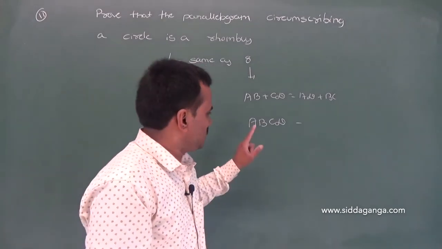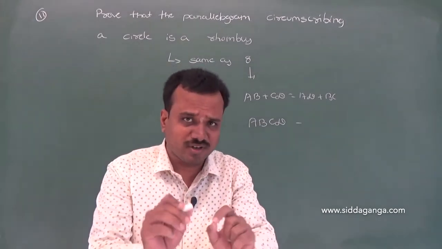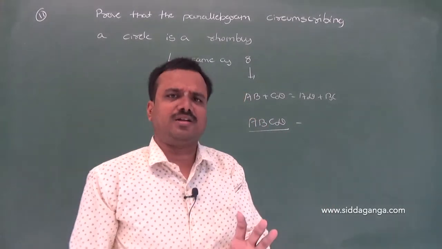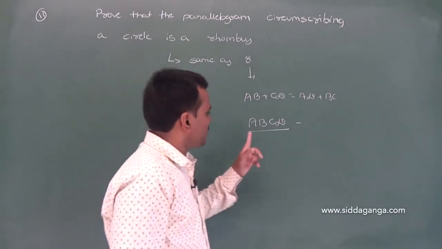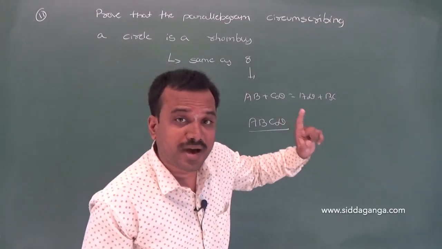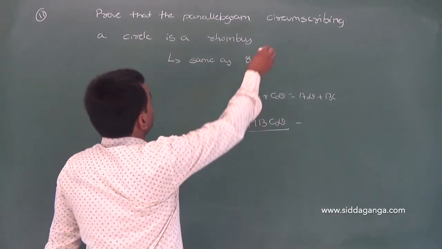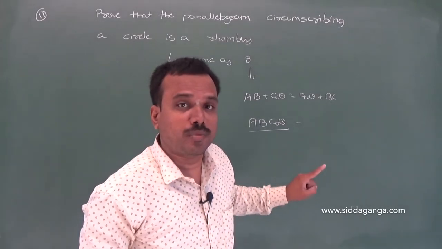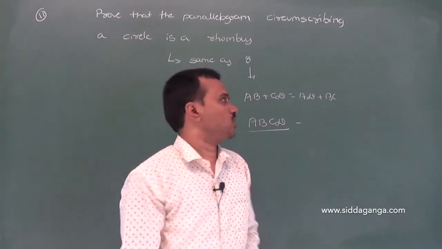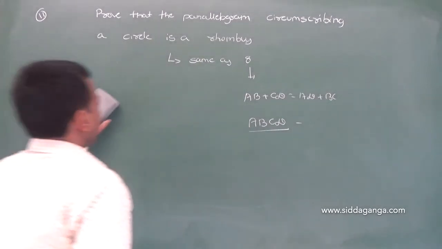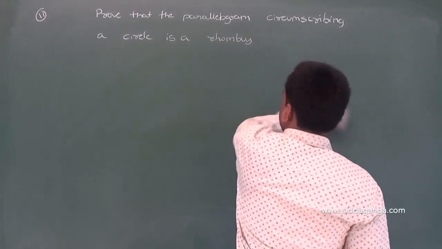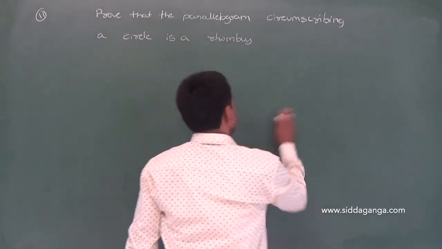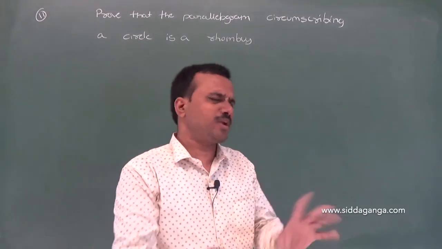Same problem. So, the little bit of difference is in the 8th problem, he has given ABCD is a cyclic quadrilateral. Here what he has given, ABCD is a parallelogram. So, a parallelogram circumscribing a circle becomes a rhombus. Rhombus means all sides are equal. So, we prove the same concept that we discussed in the 8th problem. So, we draw a diagram. Diagram was not given. In the 8th problem, the diagram is given. The same diagram we draw.